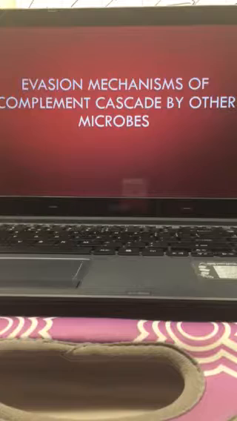Staphylococcus aureus, I always get that jumbled up. Staphylococcus aureus is a major human pathogen. It's encapsulated, and it is also gram positive. It's a gram positive bacterial strain. It has different ways to evade destruction by the complement system. These methods inhibit both the classical and the alternative pathways of complement activation.